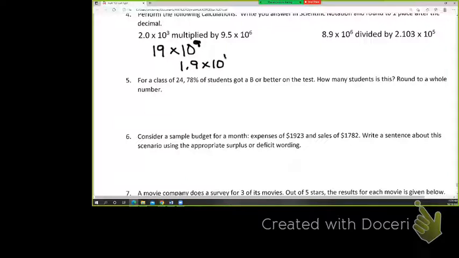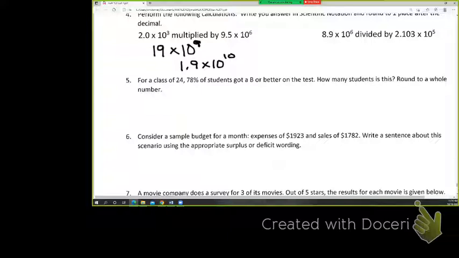So if it's too big of a number, it will add to the exponent. And if the number was too small, like if it was 0.19, we would have to take away from the exponent. And also this says keep one place after the decimal. In this case, that works out nicely because that's how many places we have.